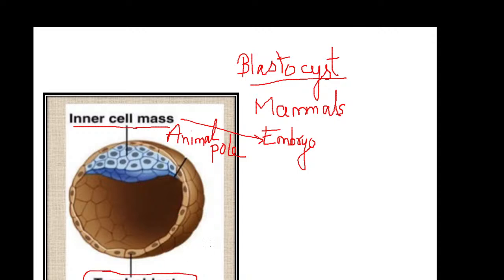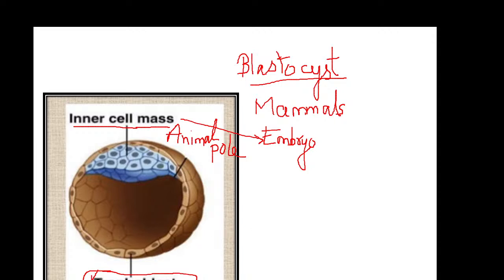Trophoblast, trophic means something related with nutrition. The trophoblast region establishes relations with the uterine wall. If this is the uterine wall, the embryo attaches by this trophoblast. Trophoblast is the outer layer of cells. This outer layer of cells, the trophoblast, will get attached to the uterine wall during development, and it establishes the relations with the uterine wall and helps in the nourishment of the embryo.